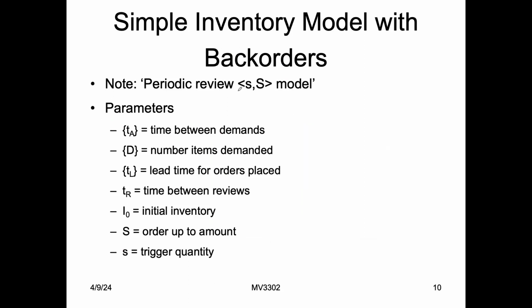And it even has a name. The name is the periodic review little s, big S model. This is one of the standard simple models. Okay, so let's look at our parameters here. We have the time between demands, which is kind of like our arrival process. But the difference is now we're going to have a sequence of the number of items demanded. In practice, as you've seen in the arrival process, we represent the time between demands with a continuous random variable that's ideally positive, like an exponential. And the number demanded is going to be a discrete number, so this is often represented as a discrete probability distribution.